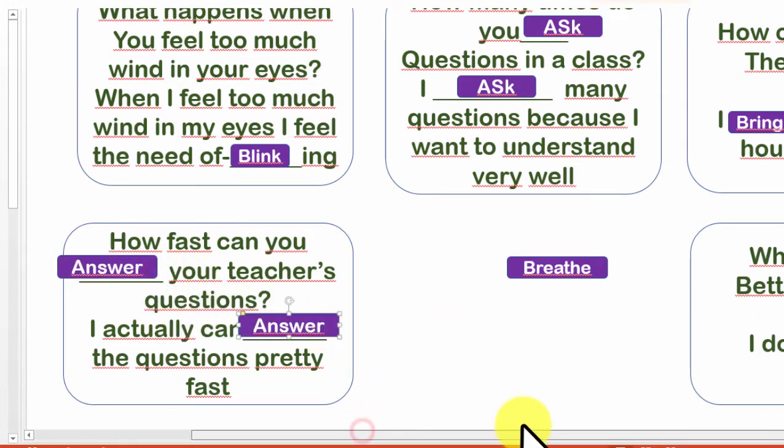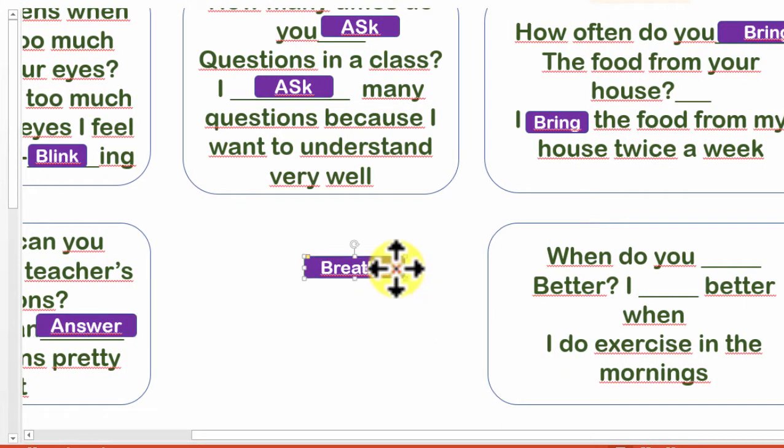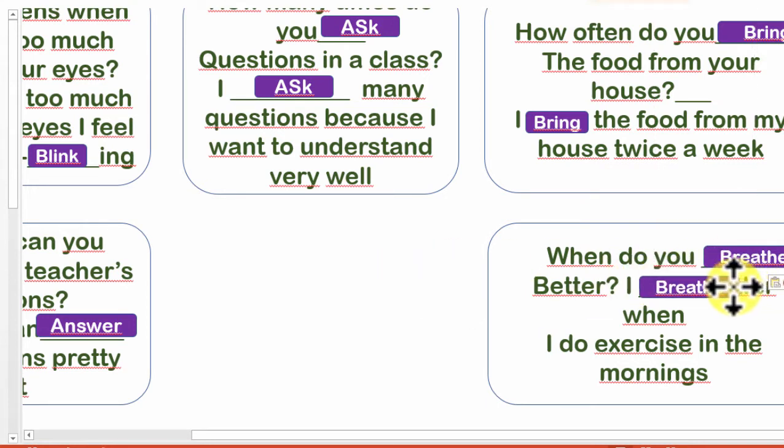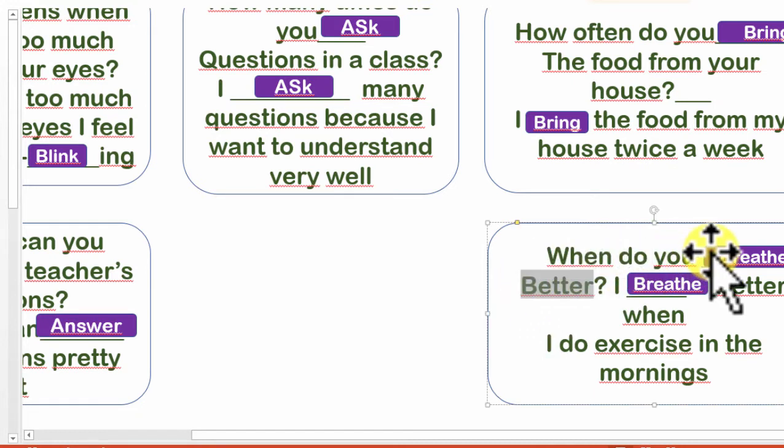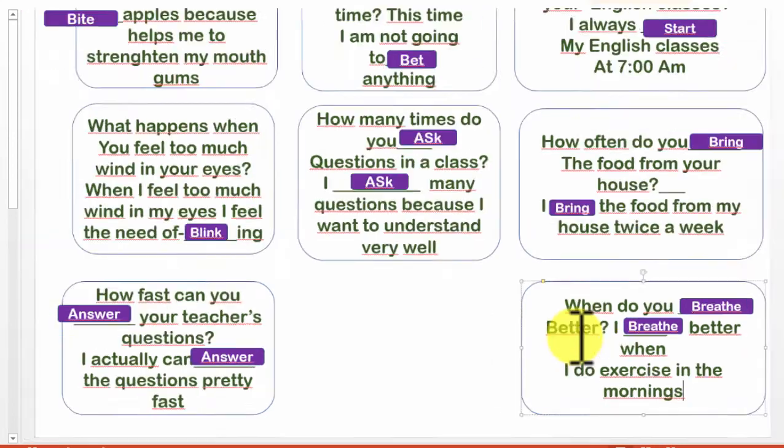Excelente. Ahora vamos con el último, que es breathe. ¿Qué era breathe? Muy bien, respirar. When do you breathe? When do you breathe better? Cuando tú, recuerda que better significa mejor. When do you breathe better? Cuando tú respiras mejor. I breathe better when I do exercise in the mornings. Yo respiro mejor cuando hago ejercicios en la mañana.